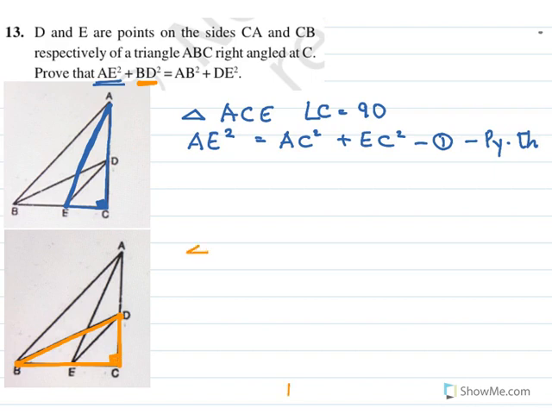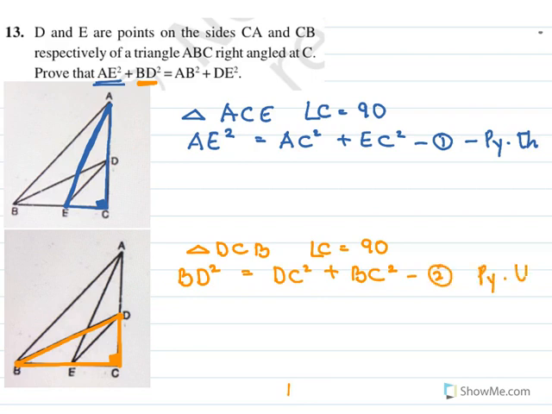So for the next, we'll take up triangle DCB and angle C equal to 90, which means now the hypotenuse is BD. So BD square equal to DC square plus BC square. Equation 2, also by Pythagoras theorem.